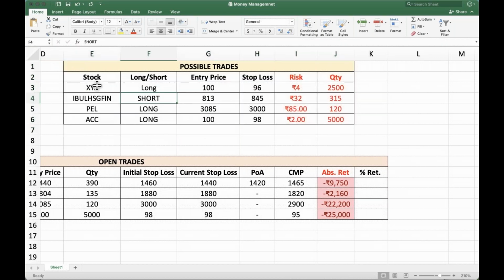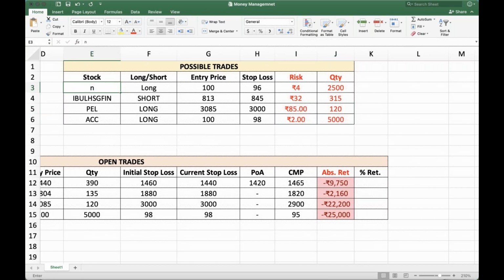So you scan, you look for, let's say, aim and shoot, and you found out a few stocks. You write the name of the stocks, whether it's a long trade or a short trade, what will be your point of entry and what will be your stop loss. These are the 4 parameters that you have to feed. Anything which is in red ink on this sheet is a formula. You don't do anything here. You don't make any manual changes here.